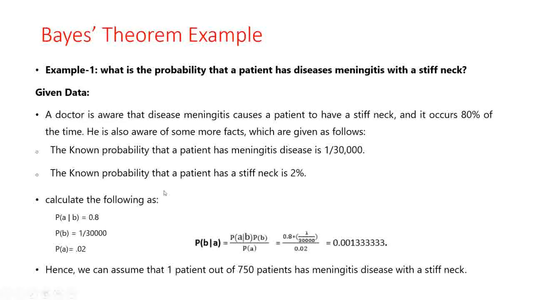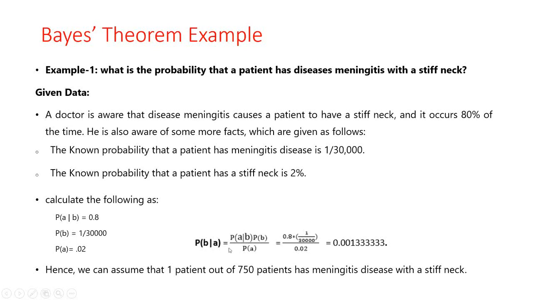And the probability that the patient has a stiff neck, for the stiff neck we are using A, that means 0.02. So we have to find out the probability that the patient has meningitis with a stiff neck. That means we have to find out the probability of B given A.